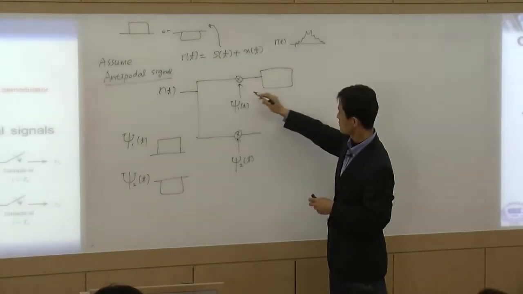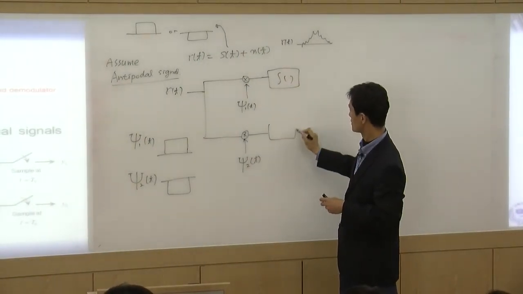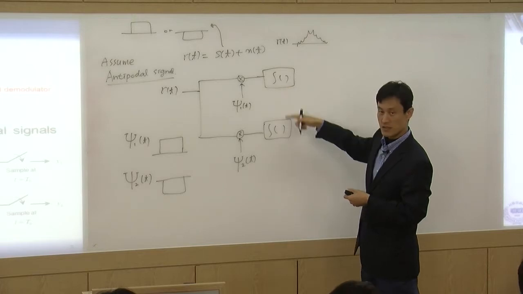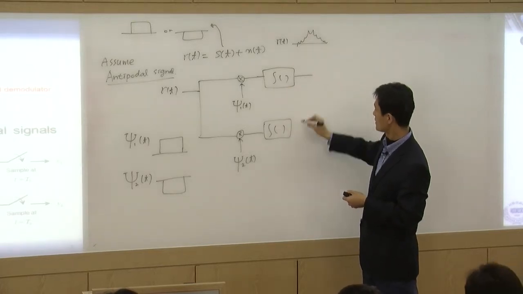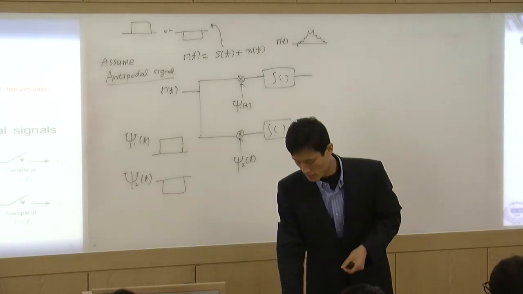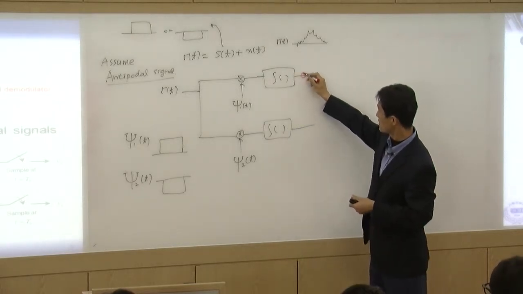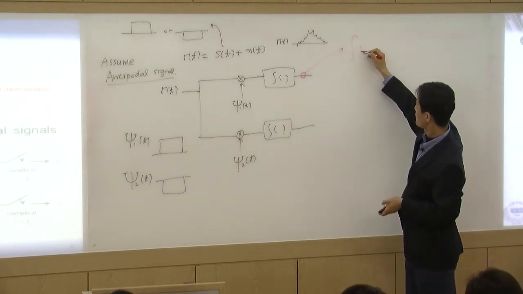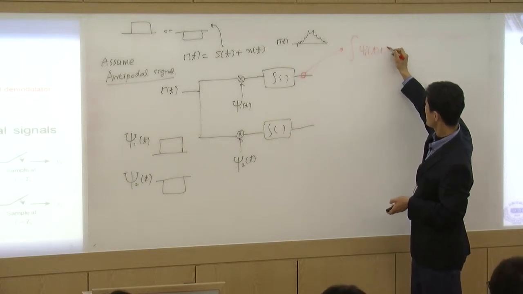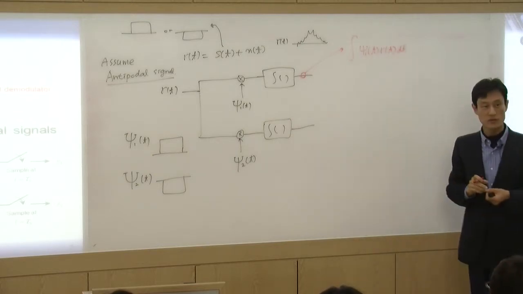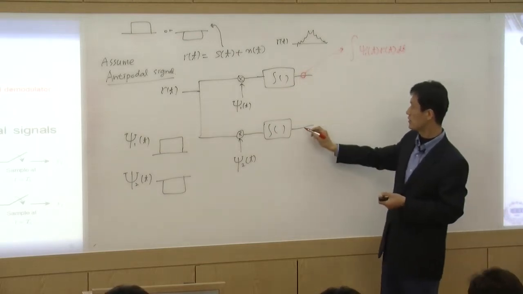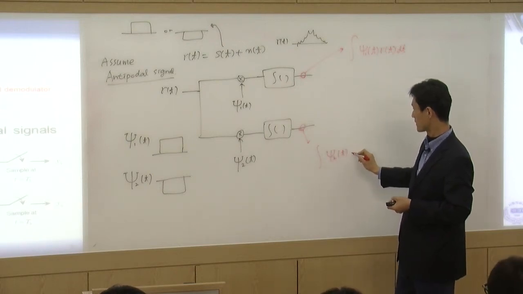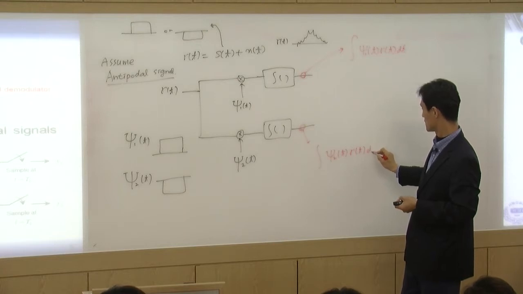And next to the multiplication, we're going to do integration. Once you do this integration, what we're going to get right here is the integration of this one and r(t). That's what we are trying to do. Here, we're doing integration of this.